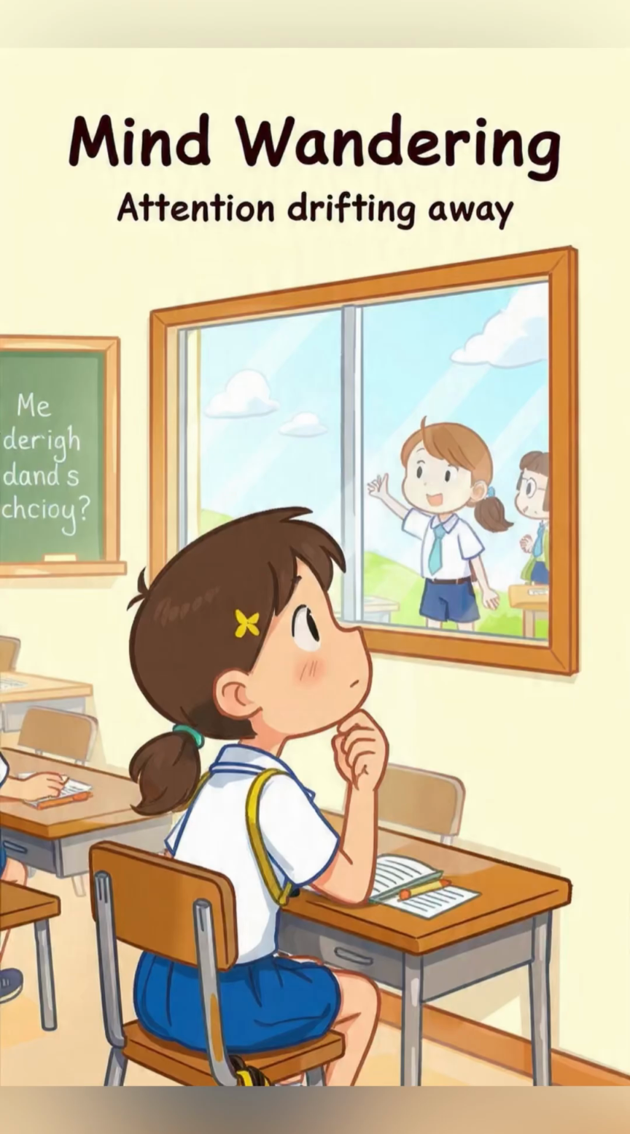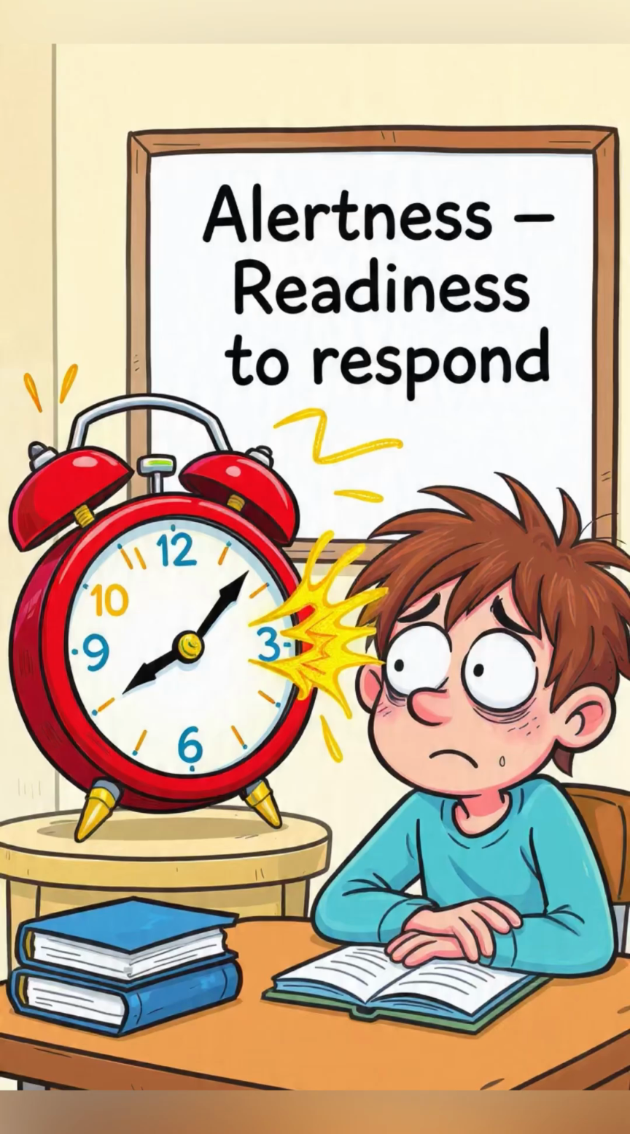A student daydreaming in class represents mind wandering, when attention shifts from the current task to unrelated thoughts, affecting learning and performance. Alertness. Readiness to notice and respond. A ringing alarm clock symbolizes alertness, the state of being ready to detect and respond to stimuli, which fluctuates with fatigue or sleep deprivation.